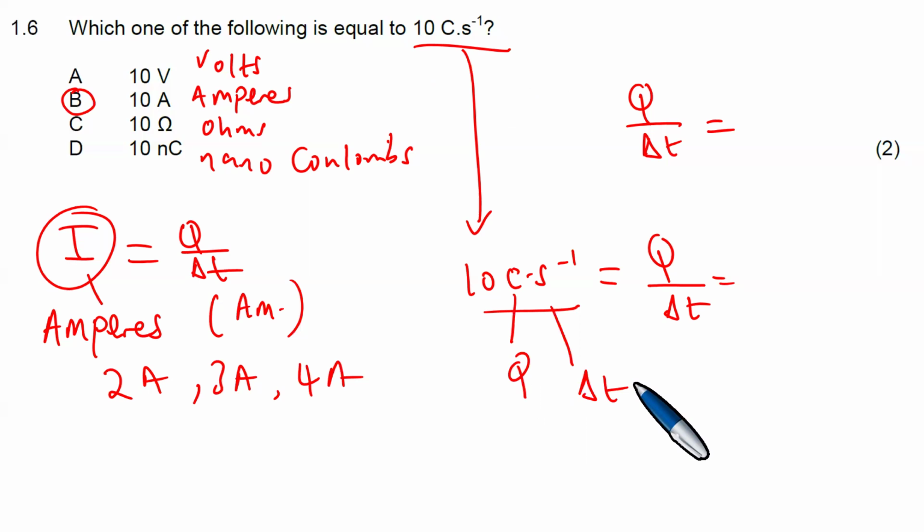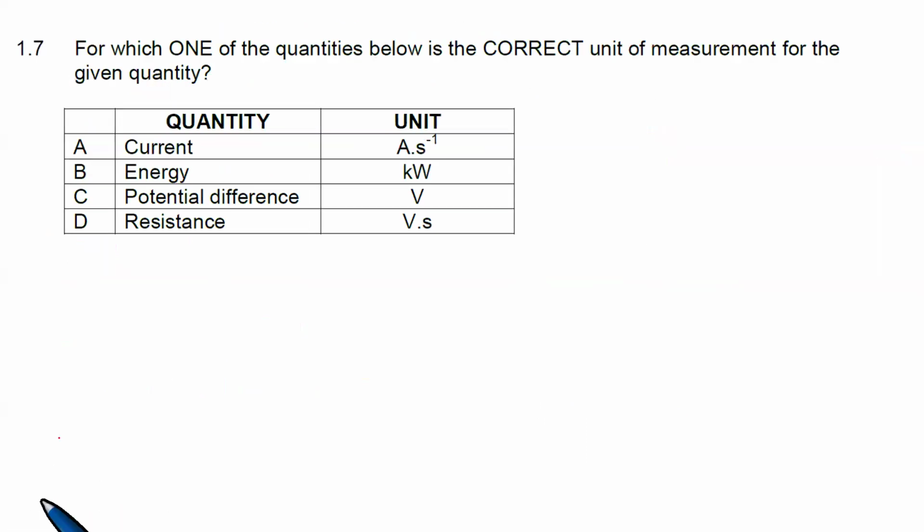Okay, we continue. Next question. For which one of the quantities below is the correct unit of measurement for the given quantity? A, the quantity is current, the unit is amperes per second. B, energy is kW, that's like the kilowatt. C, potential difference is measured in volts. D, resistance is measured in volts seconds. Which one is the correct answer?